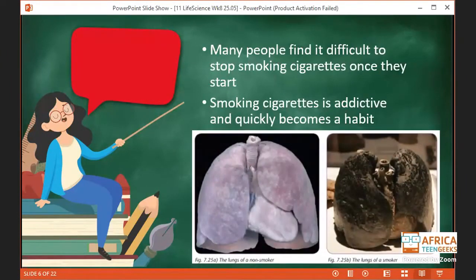So guys, here we can already see the lungs of a non-smoker versus the lungs of a smoker. That is why you are advised not to smoke, because you don't want your healthy lungs to turn like this. This is going to make gaseous exchange, breathing, very, very difficult. So this is how the lungs of a smoker look.